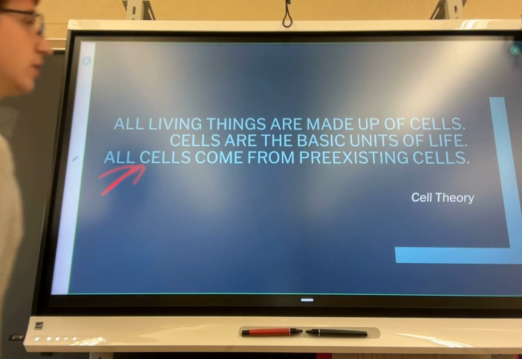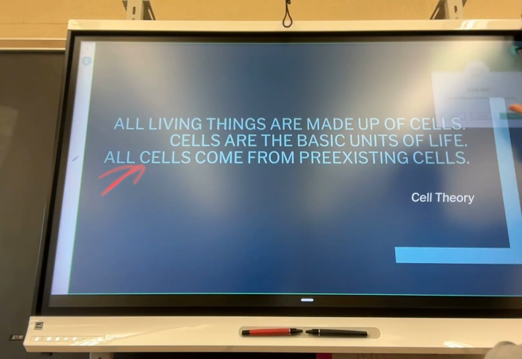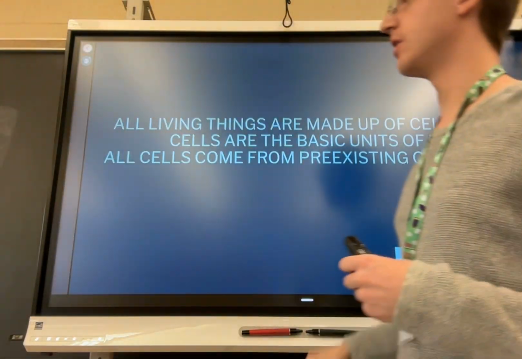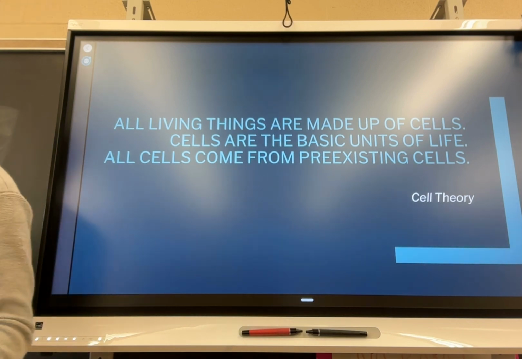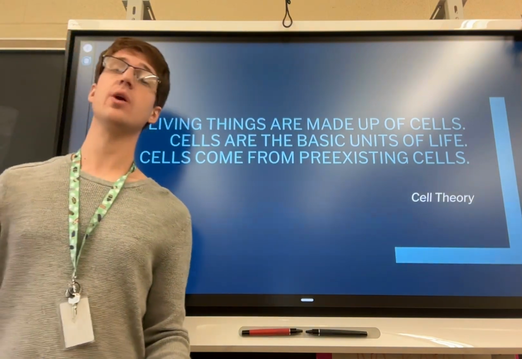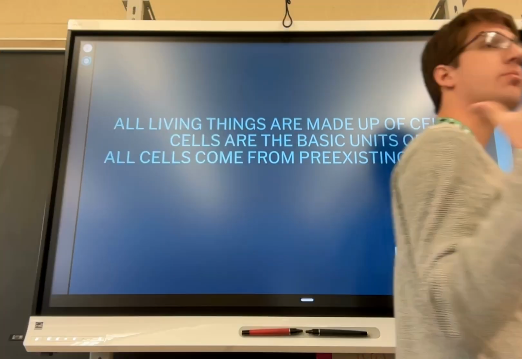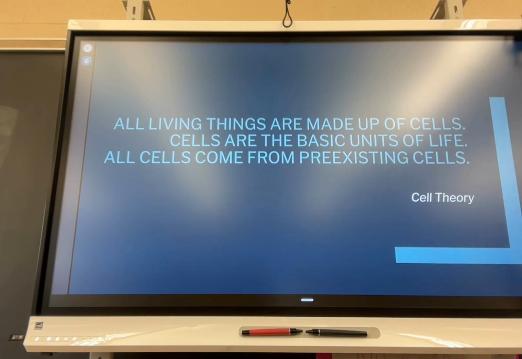Yeah, how did the first cell come to be? Lots of evolution. Okay. So this is going to align with our LEQ. How do cells reproduce, and how does this reproduction manifest itself in unicellular and multicellular organisms? We're going to be covering this one. So we are going to be talking about how cells reproduce and how we make more cells in our bodies.